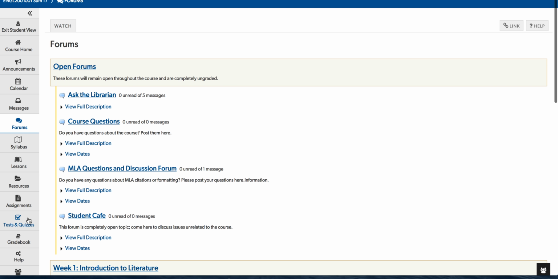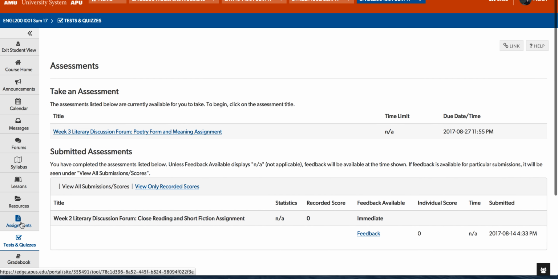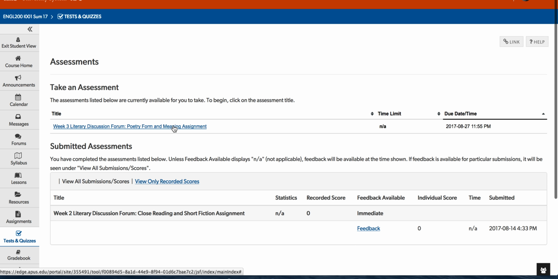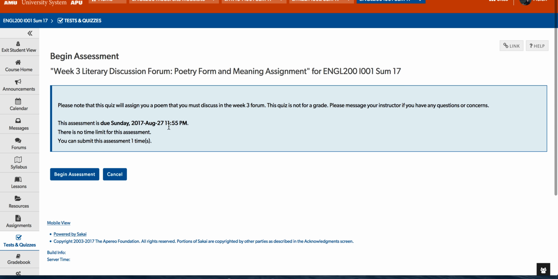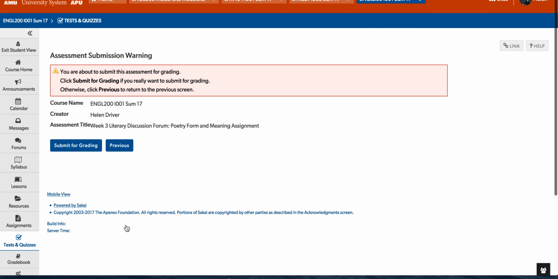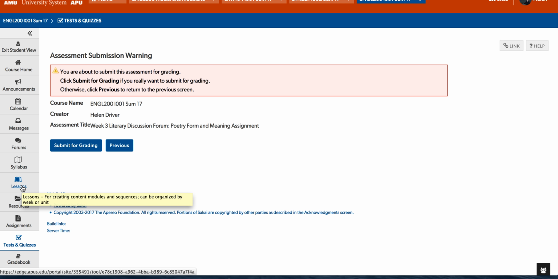Before you complete the forum, make sure to go ahead and take the poetry and meaning quiz. So basically, you begin the assessment, and let's see what I've been assigned. Okay, I've been assigned Liberty and Peace. So I just say, I understand. If I don't understand, then I will be told to meet with my professor. Now, when you get assigned these poems, I'll pull up Liberty and Peace.